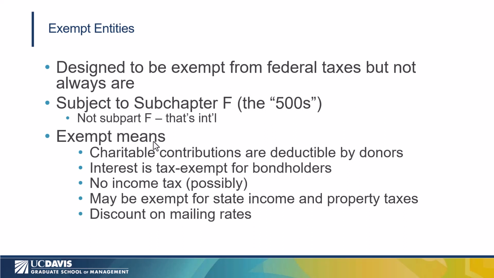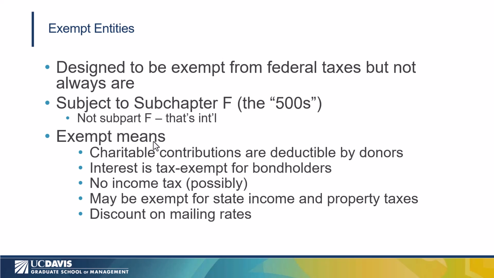So obviously, an exempt organization is designed to be exempt from federal taxes, but they're not always actually exempt, and we'll see how that occurs. So exempt organizations are subject to subchapter F. That's the 500s in the code sections. That's not subpart F, right? Subpart F income is that form of international income that's subject to U.S. tax, even when it's not brought home. Anyway, not relevant. These are the 500s.